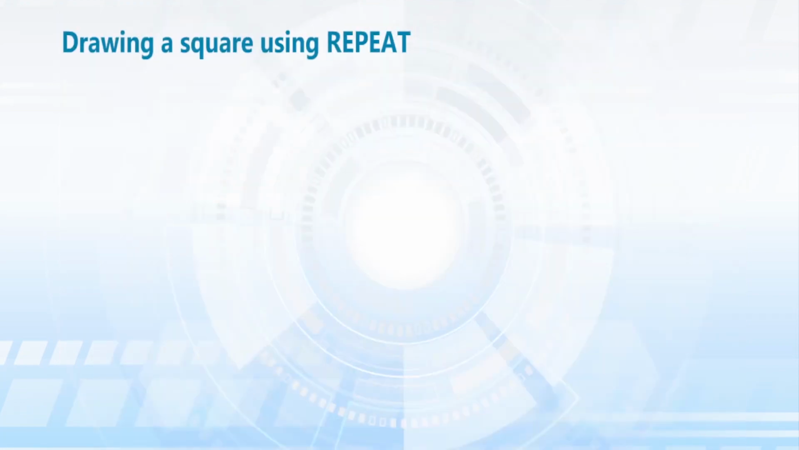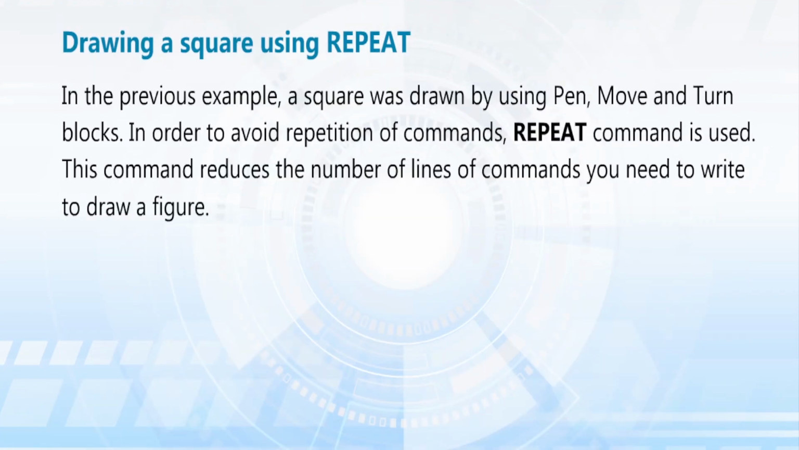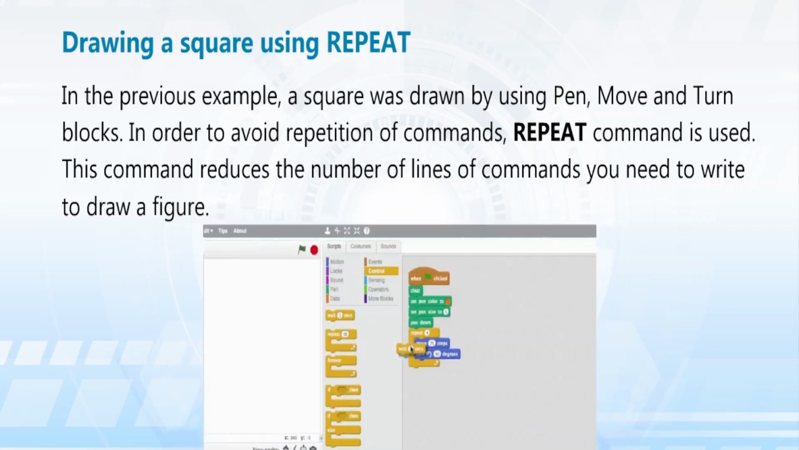Drawing a square using repeat. In the previous example, a square was drawn by using pen, move, and turn blocks. In order to avoid repetition of commands, repeat command is used. This command reduces the number of lines of commands you need to write to draw a figure.